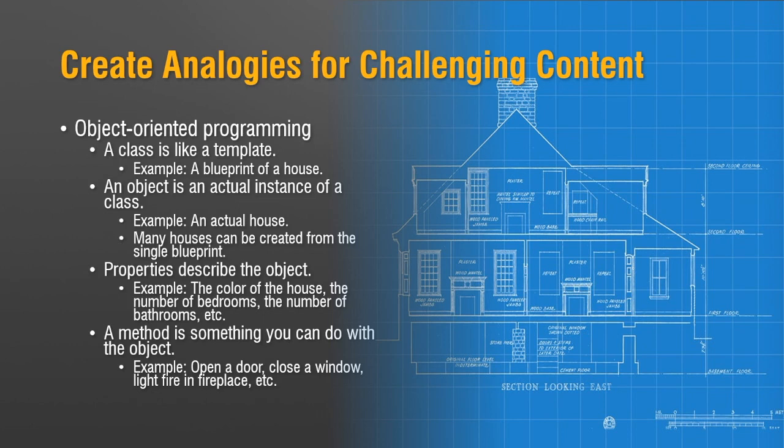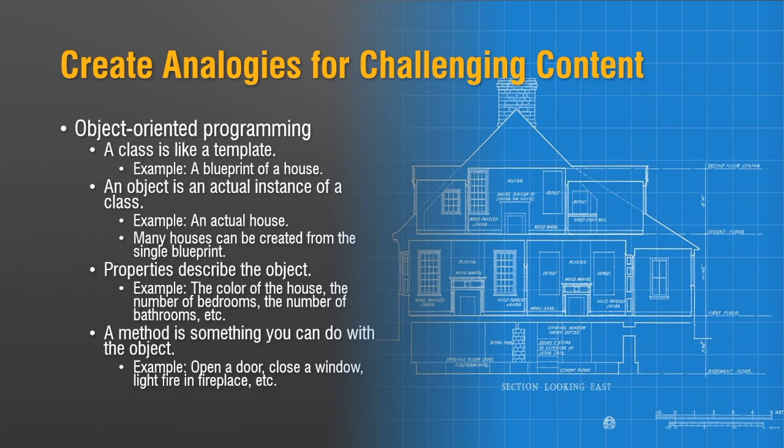An object is an actual instance of a class. So once you actually built the house from the blueprint, that would be similar to an object. And then of course the properties describe the object. And so that could be, hey, what's the color of the house? How many bedrooms are there? And how many bathrooms? Those types of properties describe the house itself.